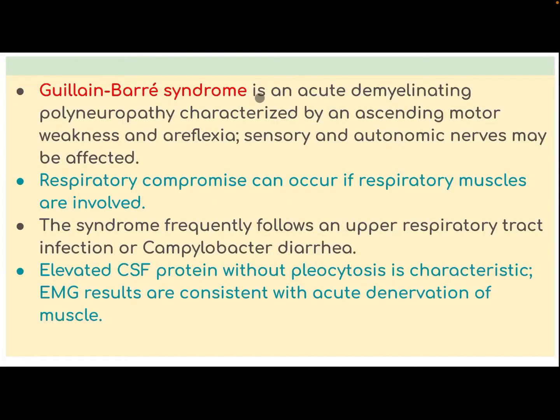Guillain-Barré syndrome is an acute demyelinating polyneuropathy characterized by ascending motor weakness and areflexia. Sensory and autonomic nerves may be affected. Respiratory compromise can occur if respiratory muscles are involved. The syndrome frequently follows an upper respiratory tract infection or Campylobacter diarrhea. Elevated CSF protein without pleocytosis is characteristic. EMG results are consistent with acute denervation of muscle.